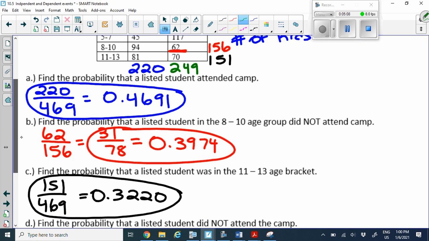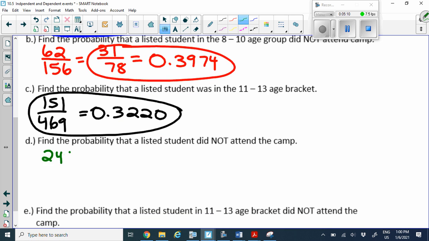So our fraction is going to be 249 over the listed amount of students, which is 469. This one, once again, cannot be simplified anymore. And so with the decimal, we get 0.5309.